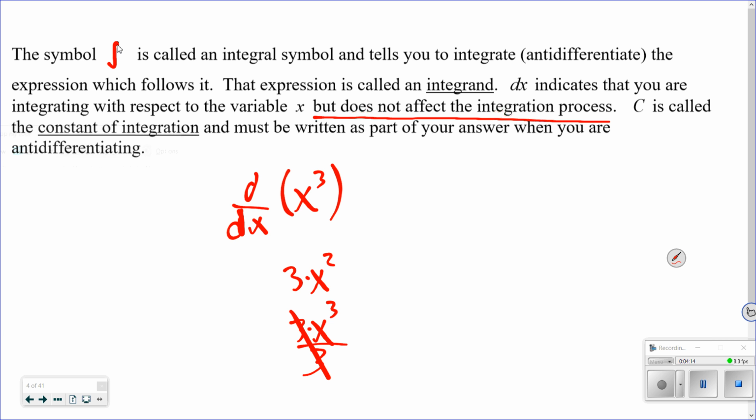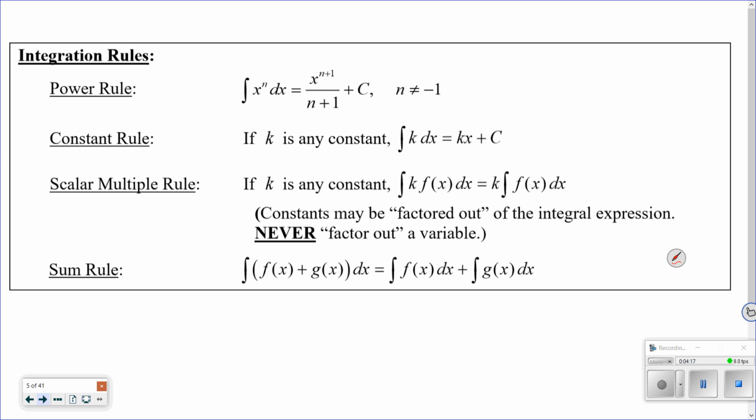So that brings us to our first rule of integration, which is the power rule. So just think we're working backwards. Instead of dropping the power down and subtracting 1 from the power, we add 1 to the power, and we divide by that new power. Okay, so that's our power rule right there.